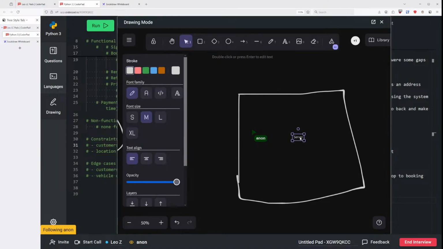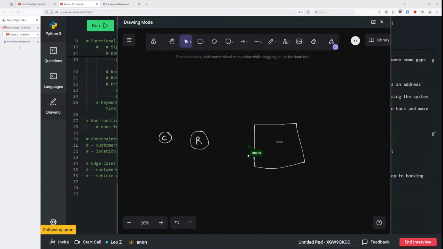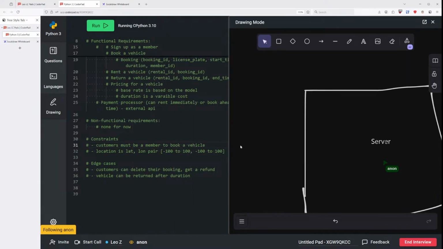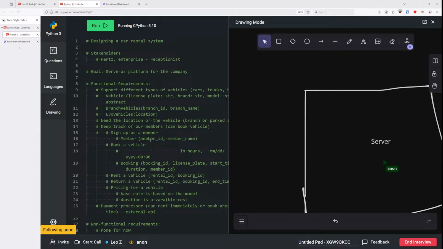Okay, sounds good. So our functional requirements, I'm just starting top to bottom. Our server needs to support different types of vehicles. We can assume we have that in some sort of database then. And then I'm gonna draw a database.